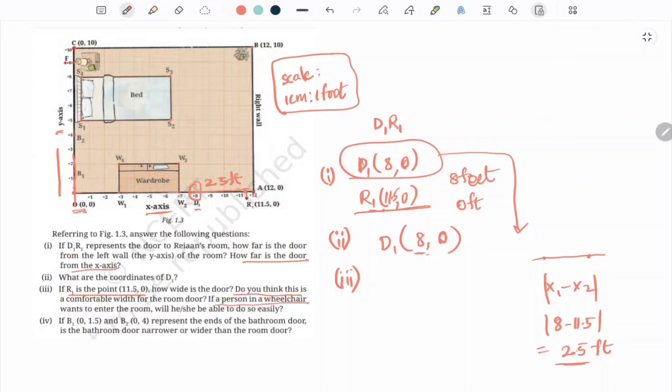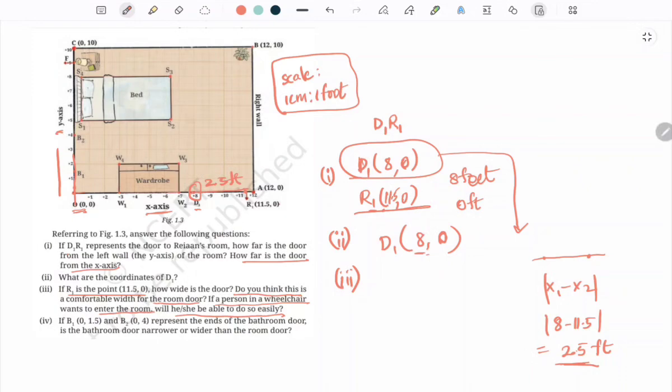Do you think this is a comfortable width for a room door? 2.5 feet, I think, may be enough to fit a person through that door, but it's not that comfortable. And if you see the next question, if a person in a wheelchair wants to enter the room, will he or she be able to do it easily? Normally, I don't think so. Generally, a wheelchair might be roughly around 3 feet, so I don't think that is a good distance for a door width.